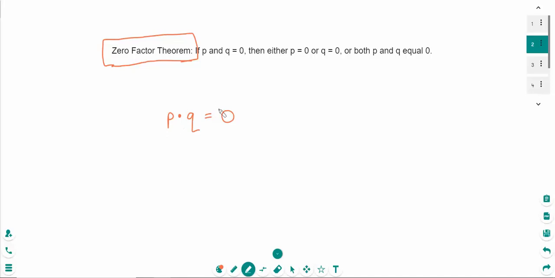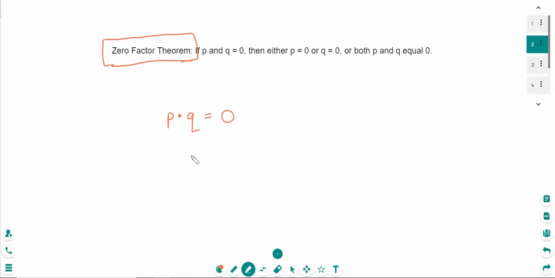Okay? Because those are the only 3 possibilities that would allow us to get 0 as an answer. All right? If P and Q were not 0, think about it. You would not be able to get the product of them to be 0. Any number times any other number is not 0 unless one of those numbers or both of those numbers is 0. Okay? Hopefully that makes sense.